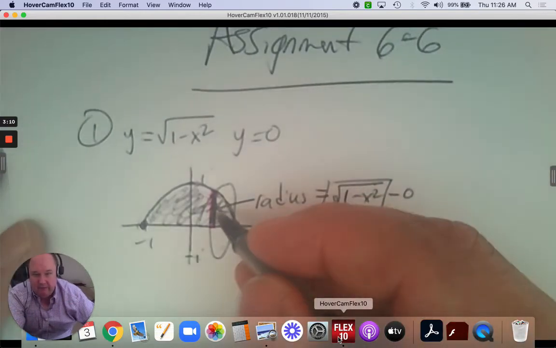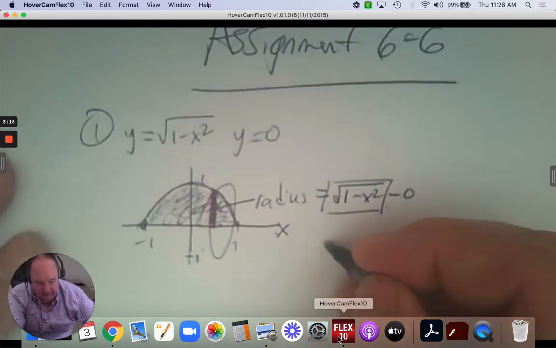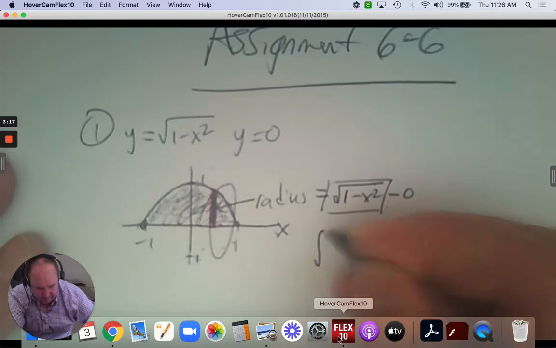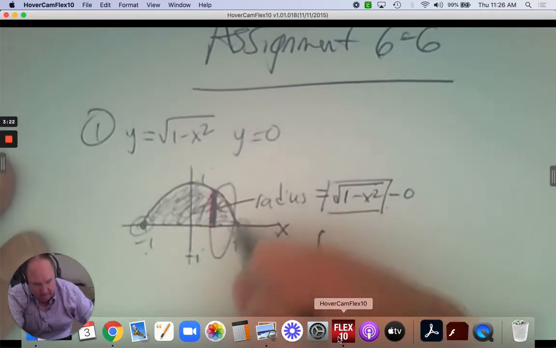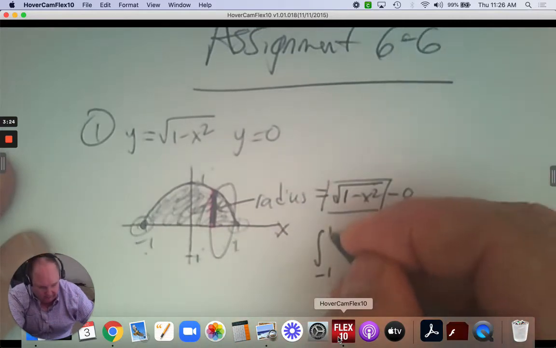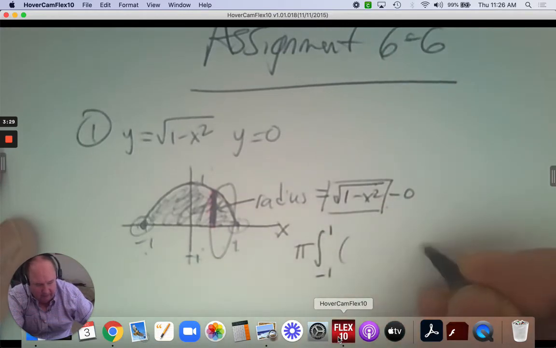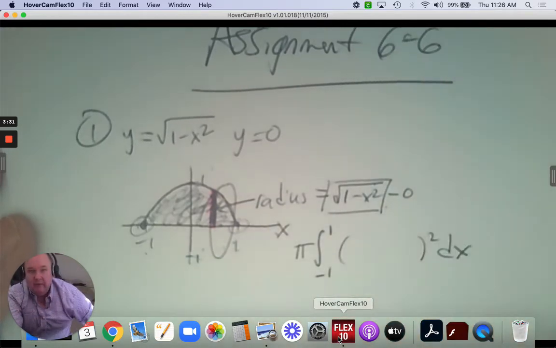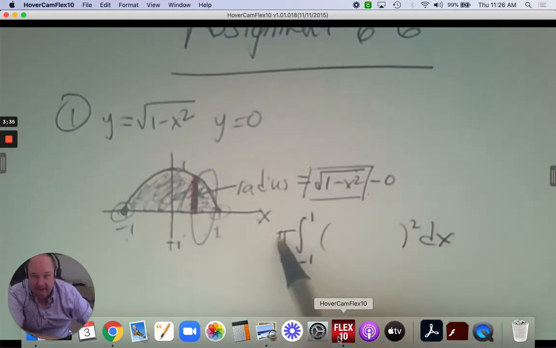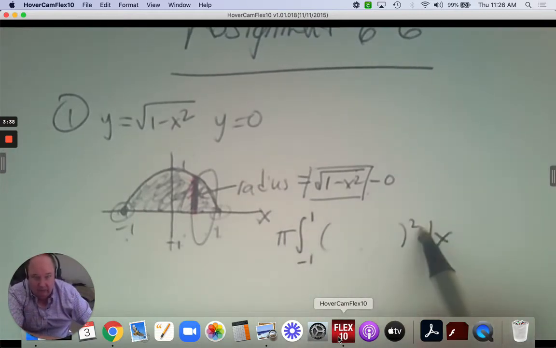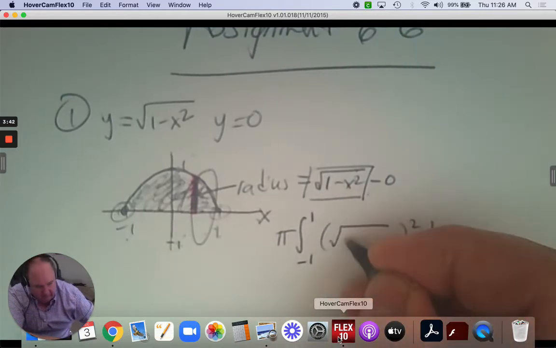So if I want to find the volume that's created by doing that rotation, it's going to be an integration question. The lower limit is -1. The upper limit is +1. And the formula is pi r squared. And it'll be dx because it's perpendicular to the x-axis. So there's pi r squared dx. Take what's the radius and plug it in. And there it is.